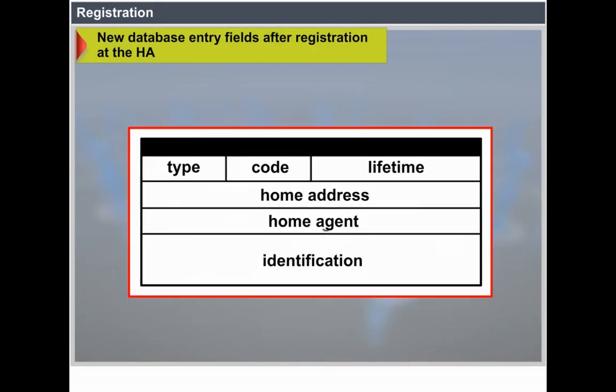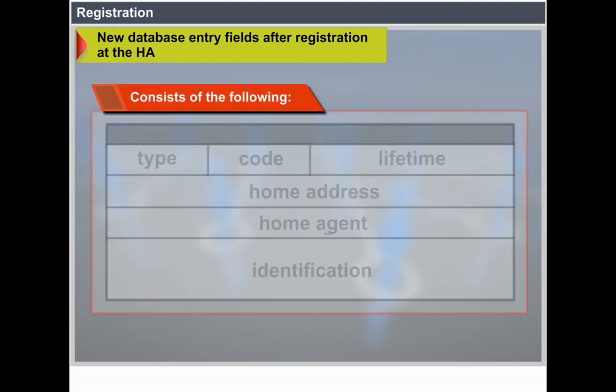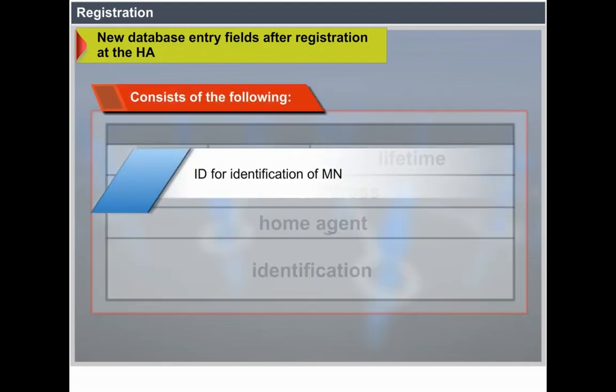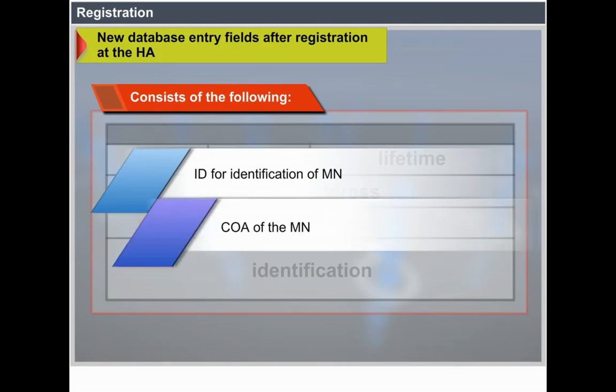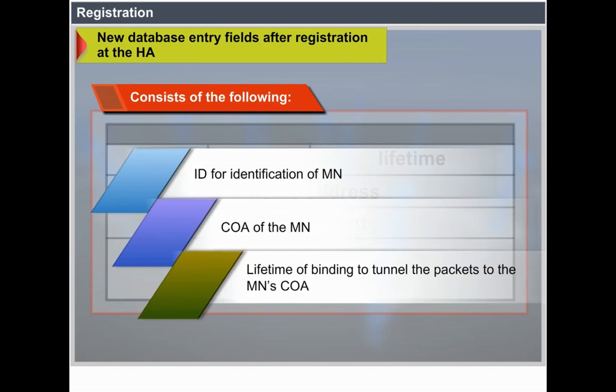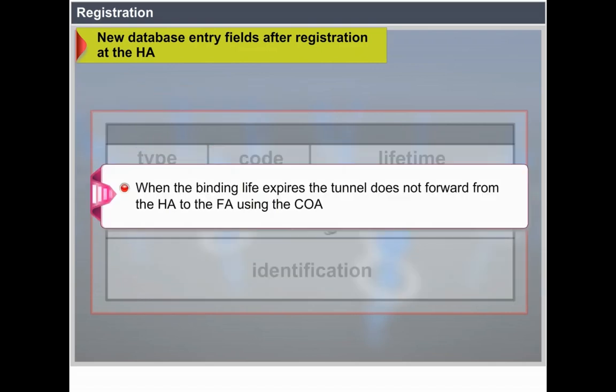New database entry fields after registration at the HA consist of the following: ID for identification of the MN, COA of the MN, and lifetime of binding to tunnel the packets to the MN's COA. When the binding lifetime expires, the tunnel is no longer forwarding from the HA to the FA using the COA.